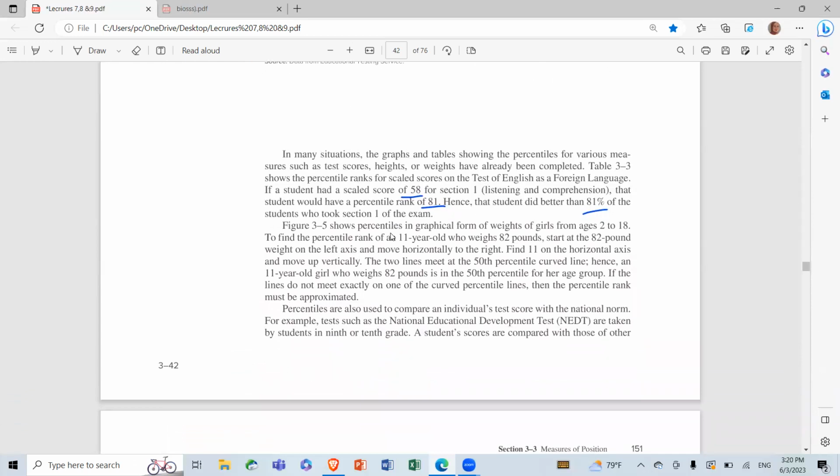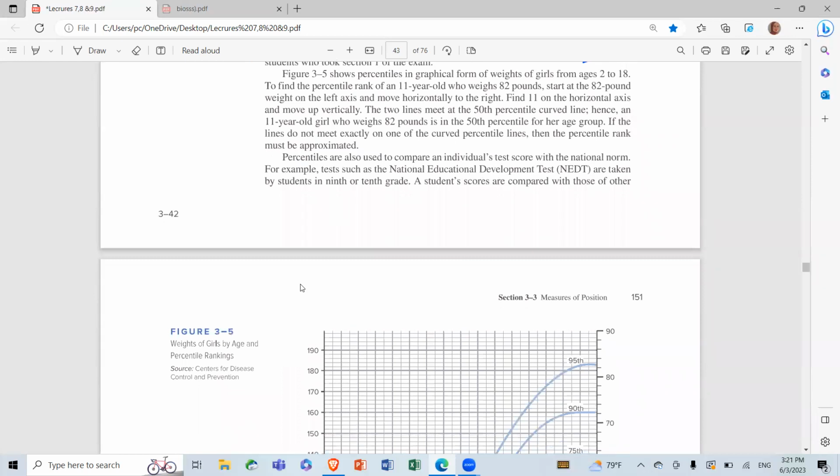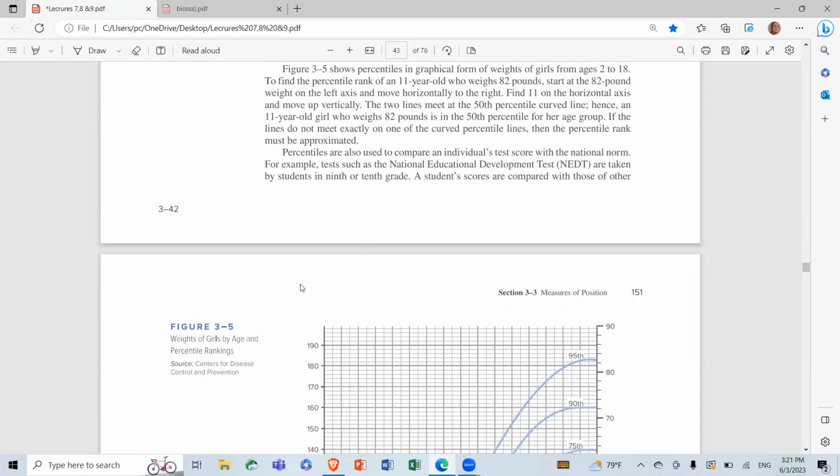Figure 3.4 shows percentiles in graphical form for weights of girls from age 2 to 18. To find the percentile rank of an 11-year-old who weighs 82 pounds, start at the 82-pound weight on the left axis and move horizontally to the right. Find 11 on the horizontal axis and move up vertically. The two lines meet at the fifth percentile curved line. Hence, an 11-year-old girl who weighs 82 pounds is in the fifth percentile of her age group. Okay.